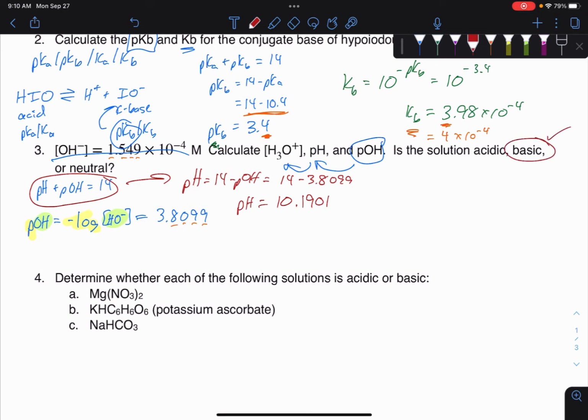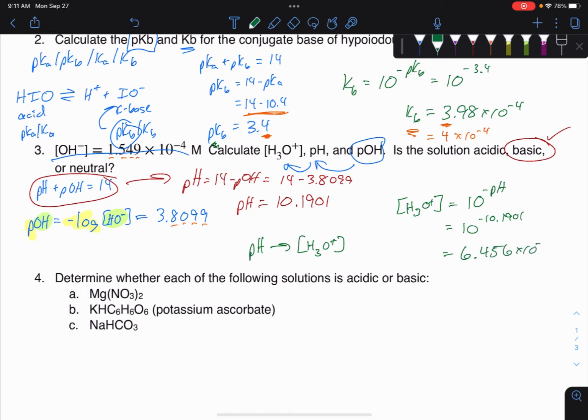And then finally, let's now go from pH to the hydronium concentration. It's going to be similar to what we just saw back up here. The hydronium concentration is now equal to 10 raised to the minus pH, 10 raised to the minus 10.1901. And then if we use our calculator for this, with the proper number of sig figs, we get 10 to the minus 11 molar for the hydronium concentration, which is pretty low.